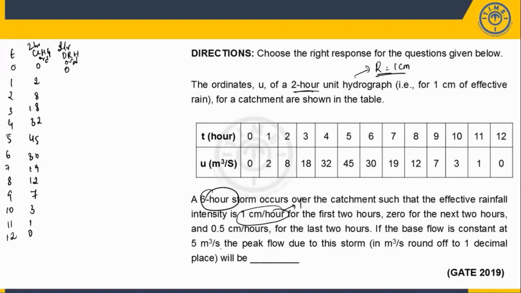Runoff is how much? 1 centimeter per hour for the first 2 hours. Runoff is 2. First hour 1, next hour 1. Runoff is 2. Runoff is 0 for the next 2 hours. And 0.5 centimeter per hour for the last 2 hours. Here the runoff is how much? 1. Very good. Just a minute.